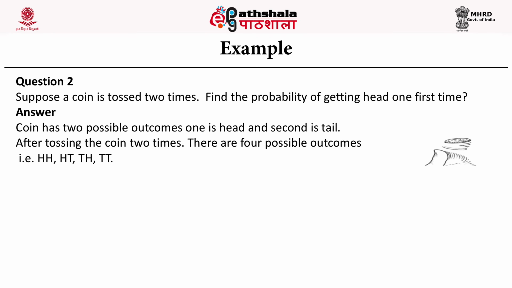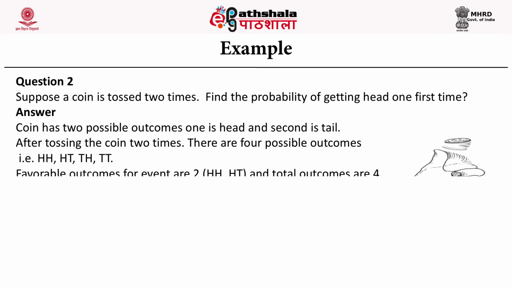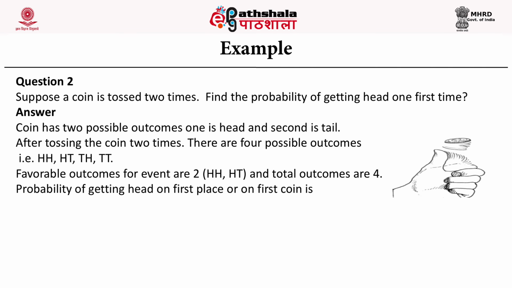So coin has two possible outcomes, one is head and second is tail. After tossing the coin 2 times, there are 4 possible outcomes. That is, the outcomes are head head, head tail, tail head, tail tail. Favorable outcomes for the event are head head and head tail at the first time, and the total outcomes are 4. So probability of getting head on the first coin comes out to be 0.5.